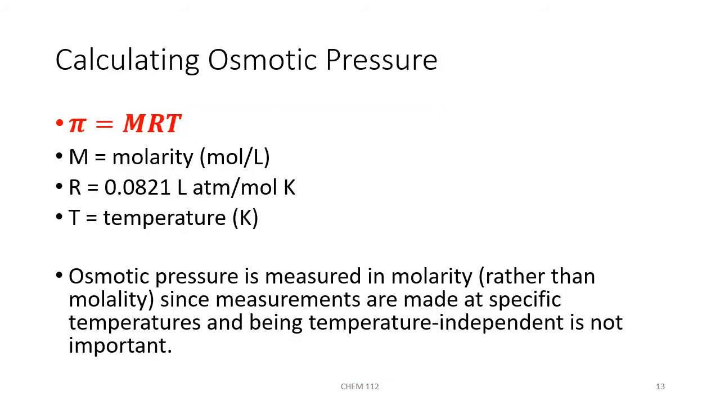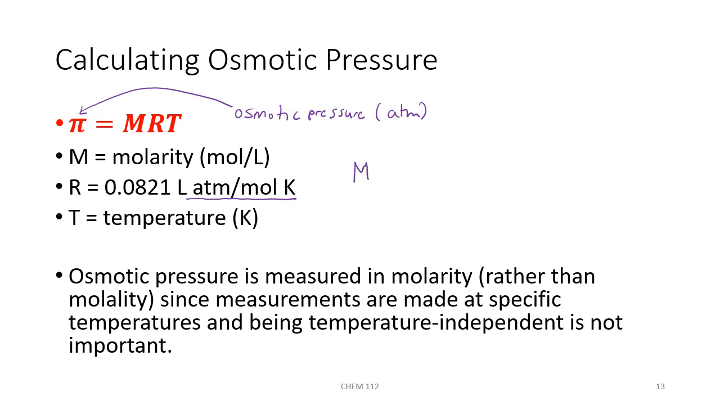Let's look at the formula we'll use to calculate the osmotic pressure. Pi equals MRT. Pi is the symbol for osmotic pressure, and it will be in units of atmospheres. M is the molarity of the solution in units of moles per liter. R is the gas law constant, 0.0821 liters times atmospheres over moles times Kelvin. And T is the temperature in Kelvin. All of our units have to be correct so that they cancel with the gas law constant units.